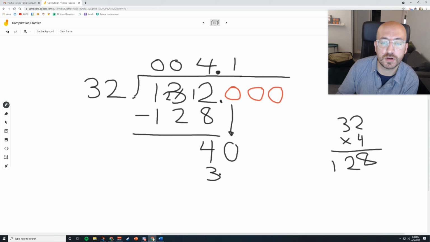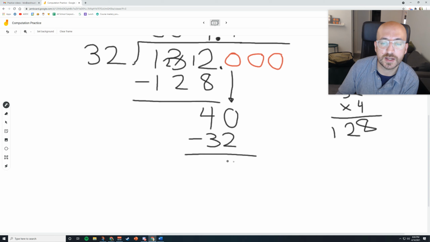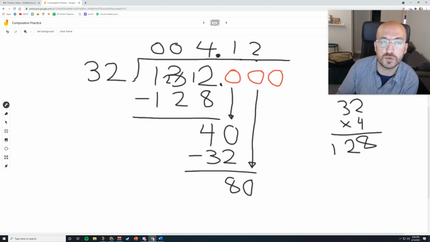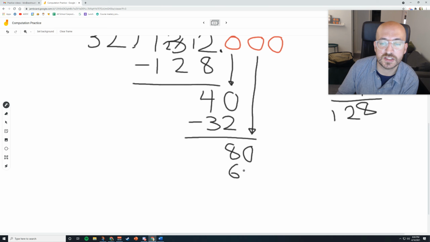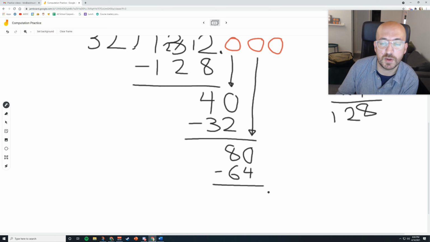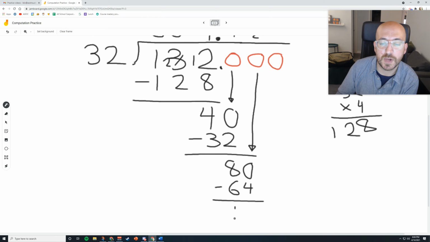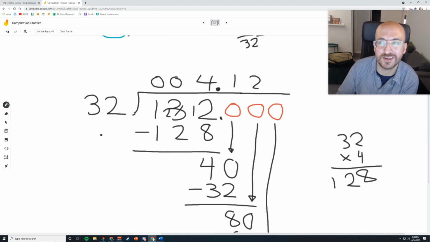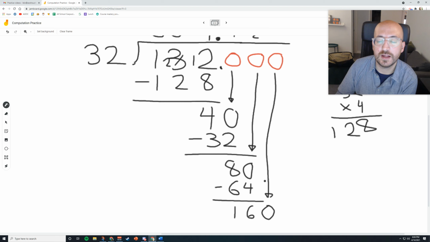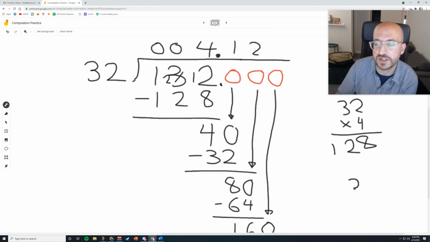1 times 32 is 32. Subtract it. Bring down the 0. Now we have 80. How many 32s are in 80? 2. 2 times 32 is 64. Subtract it one more time, then we're done. This minus that is 16. Bring down the 0. All right. How many 32s are in 160? Pretty sure it's 5.